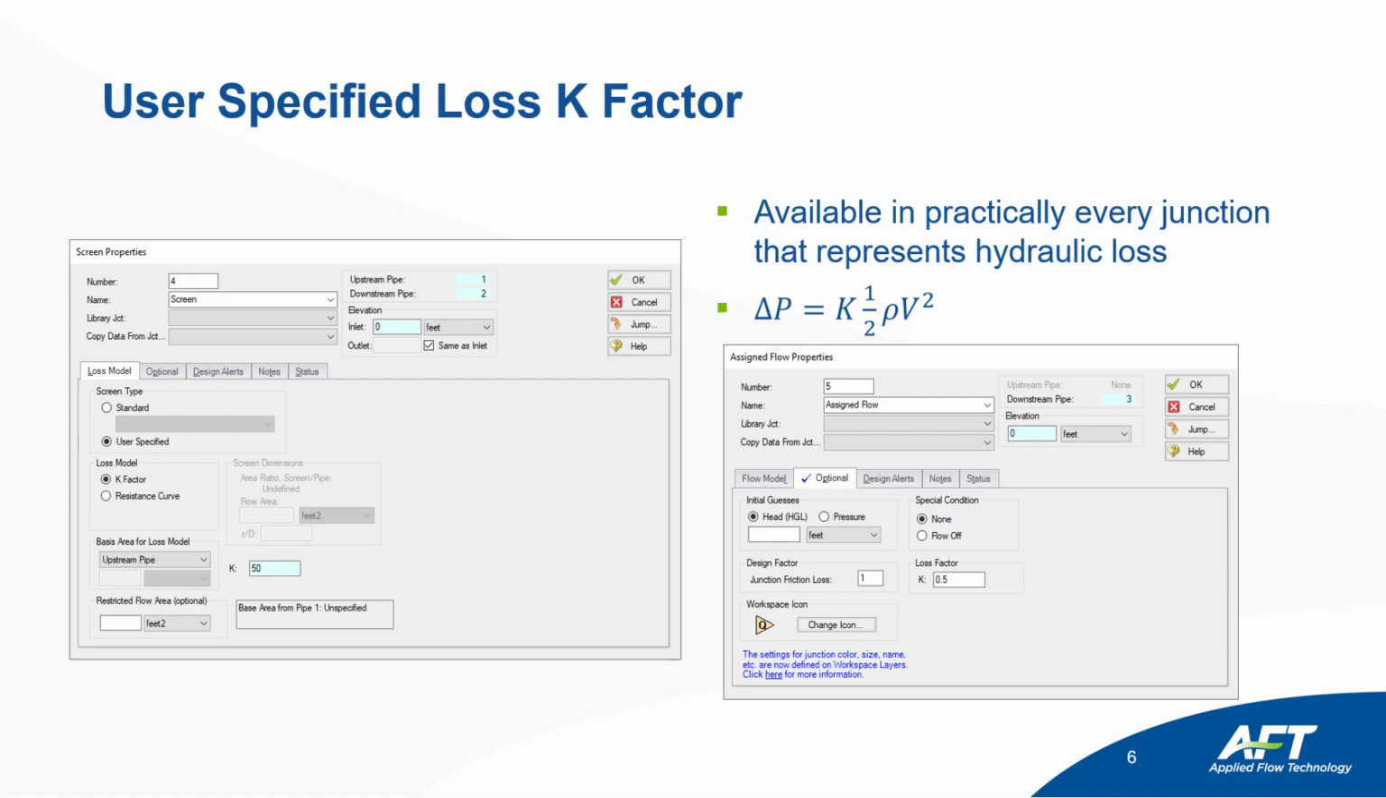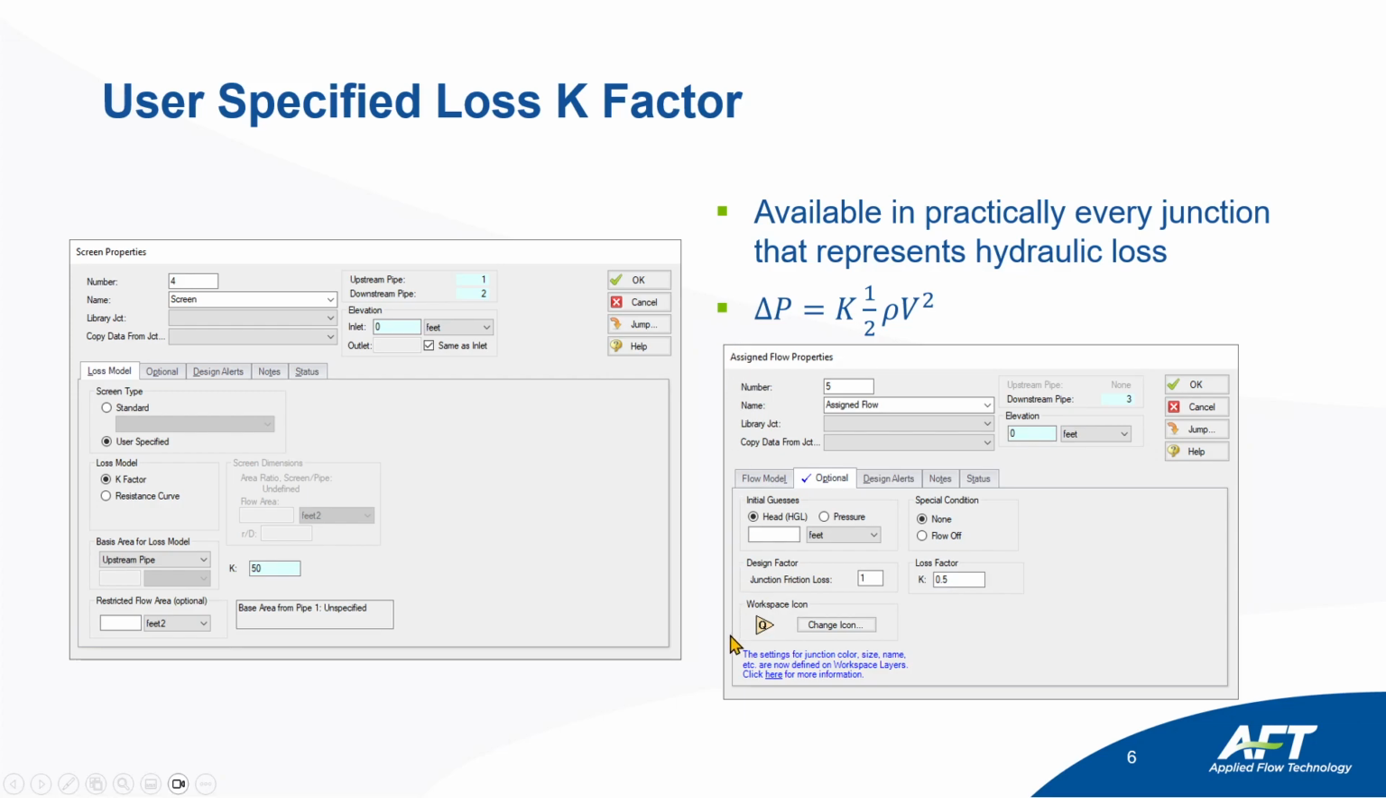Let's look at the user-specified loss K factors. This is available in practically every junction that represents hydraulic loss. You'll often see, for example, if we're in a screen, it will be in the loss model tab under a loss model option. So you select K factor and then you will enter in the value accordingly.